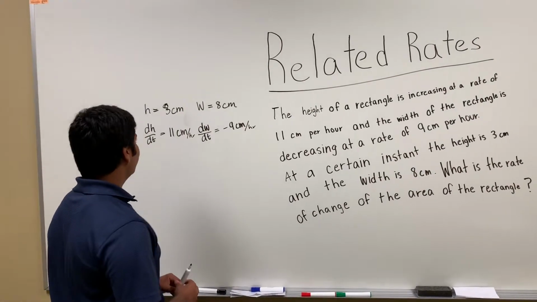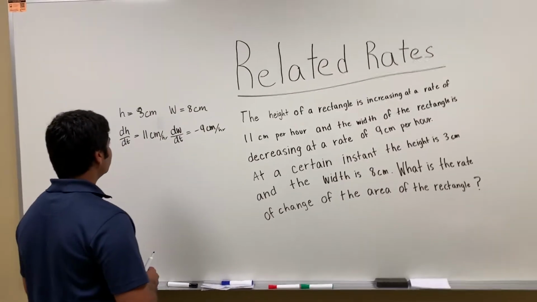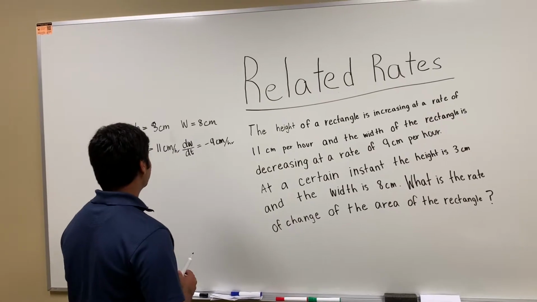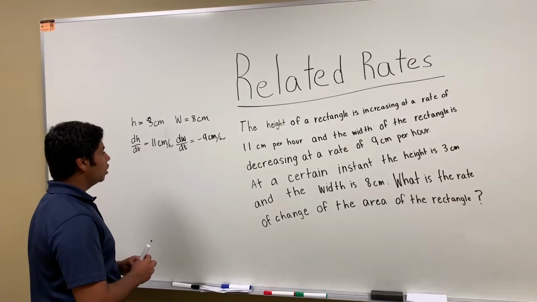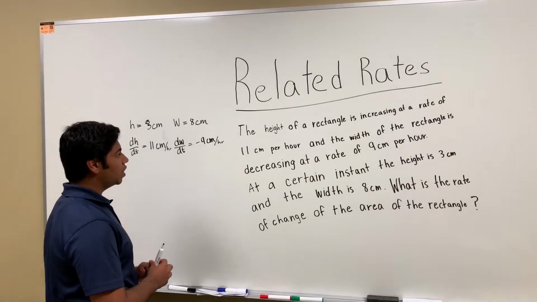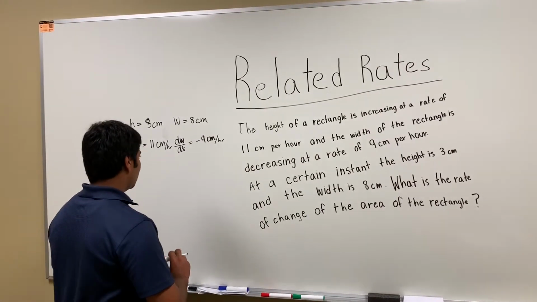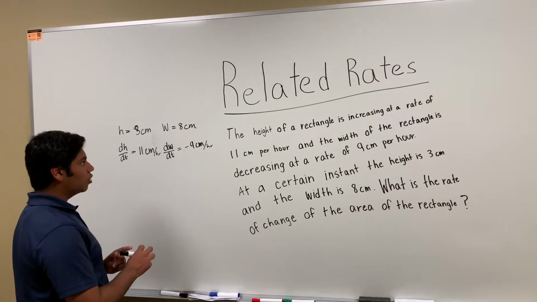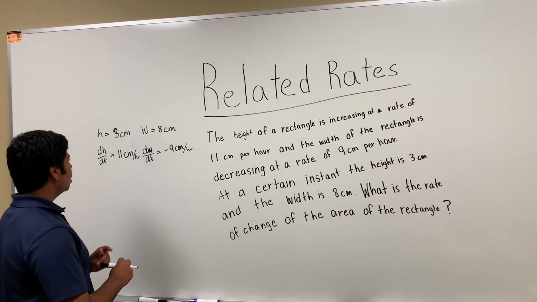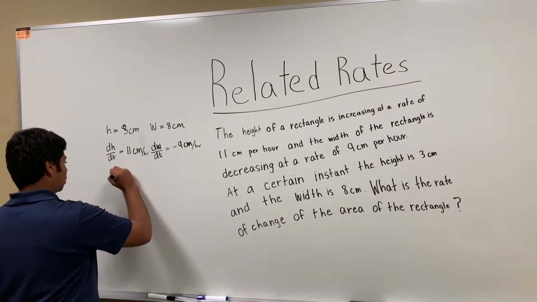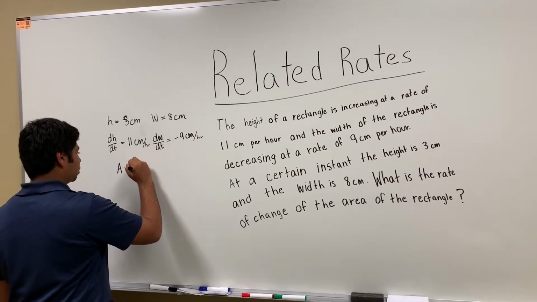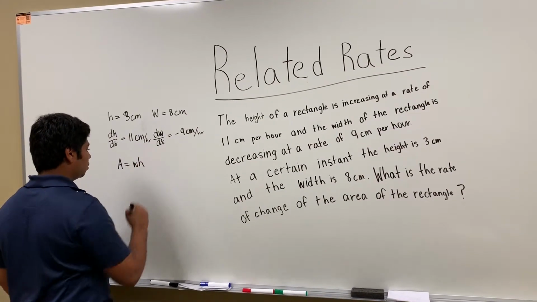Let's start off with our givens. We're given that the height is 3 centimeters, the width is 8 centimeters, the change in height is 11 centimeters per hour, and the change in the width is negative 9 centimeters per hour. Now what we need to do is figure out a way to relate area and the height and the width. We can do this by using the area formula, which is width times height.